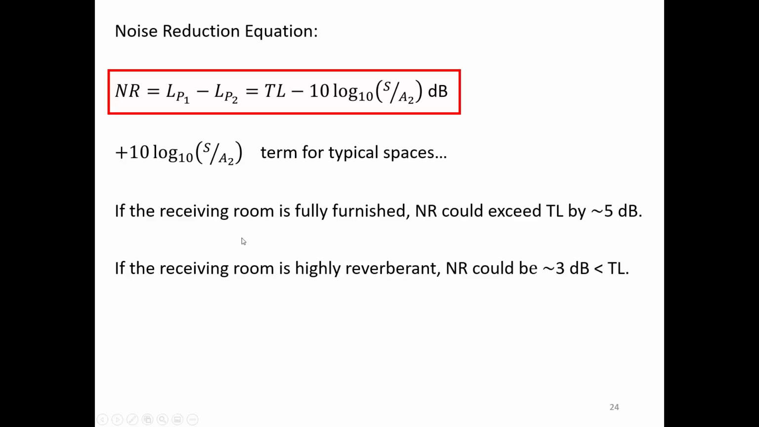If the room is fully furnished, like say you have a living room, dining room, kitchen of a condo that's sharing a demising wall, on the other side of the demising wall there's another condo with the exact same thing. If that receiving room is fully furnished, so say you have a couch and an easy chair, and you have carpet and a rug, and people, if you have all this absorption within the room, then your noise reduction could exceed the transmission loss by as much as approximately 5 decibels.